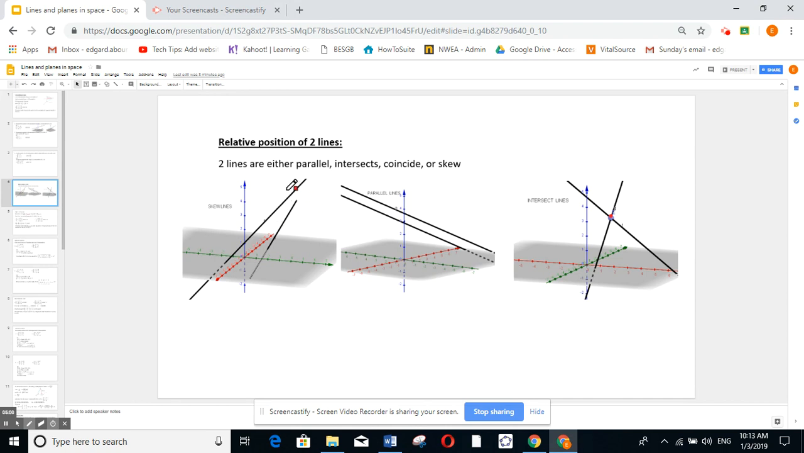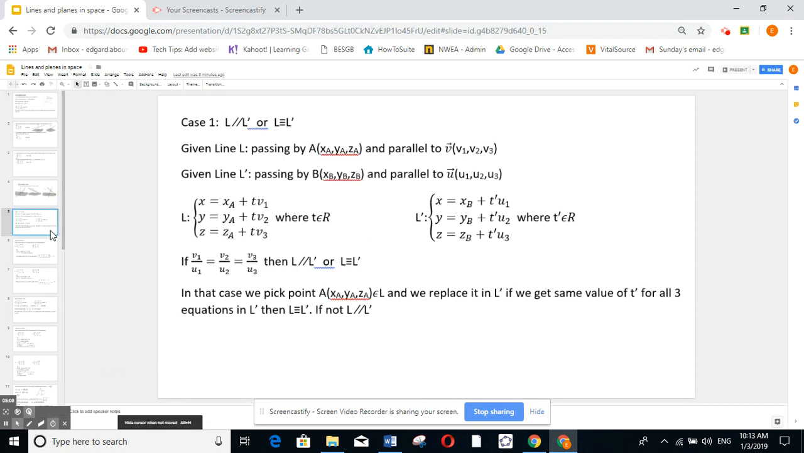Most of the lines are skew because they don't meet. In three dimensions, it's very difficult for two lines to meet. So either parallel, or skew, or intersecting lines. So now case one. Given two lines L and L prime, either parallel or coincide, how do we know?